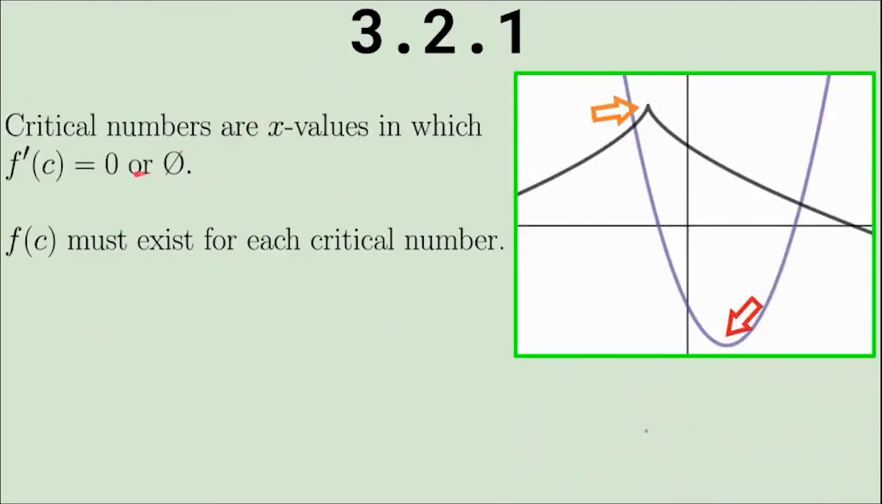Okay, critical numbers happen when, for whatever x values there are, the derivative is equal to 0 or undefined. Okay, f of c must exist at each critical number. If f of c does not exist, then you don't have a critical number there. So like an asymptote, there's not going to be a critical number because it's an asymptote. I guess you could have the derivative be undefined because there's no derivative there, but it's not going to actually have a critical point because the point isn't there. There's no x value there.